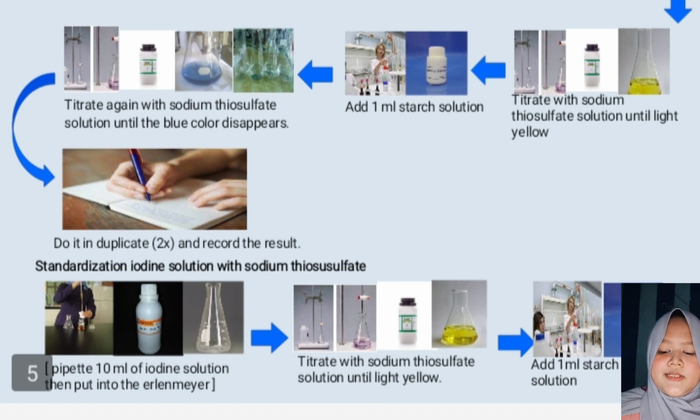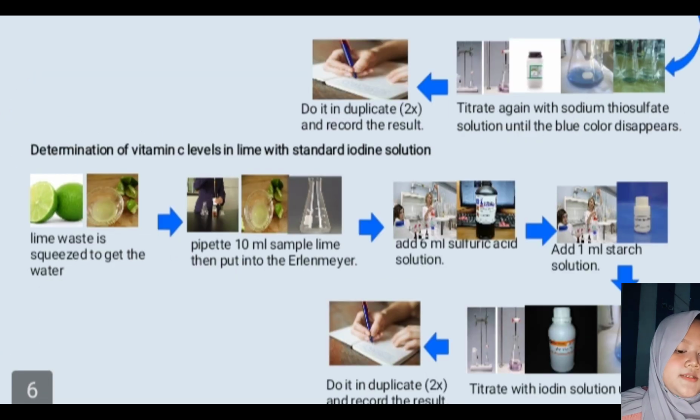2. Standardization of iodine solution with sodium thiosulfate. Pipette 10 ml iodine solution, then put into the iodometer. Titrate with sodium thiosulfate solution until light yellow. Add 1 ml starch solution. Titrate again with sodium thiosulfate solution until the blue color disappears. Do it in duplicate and record the result.